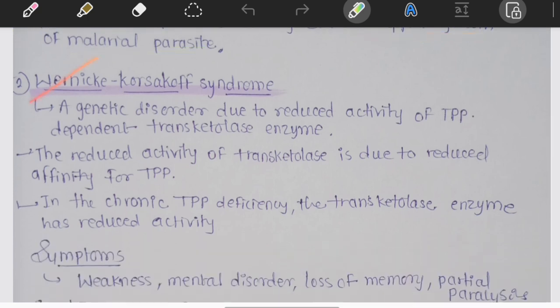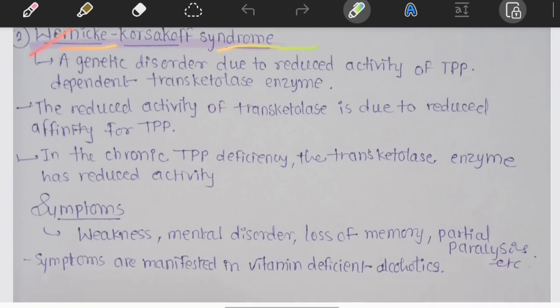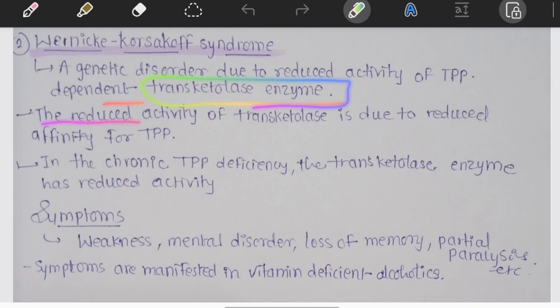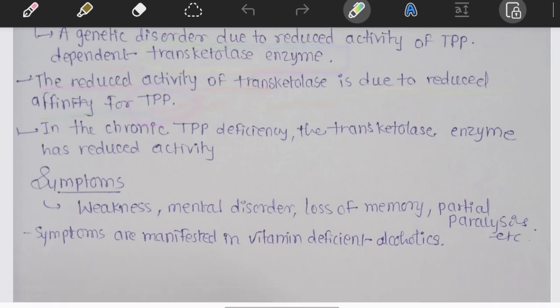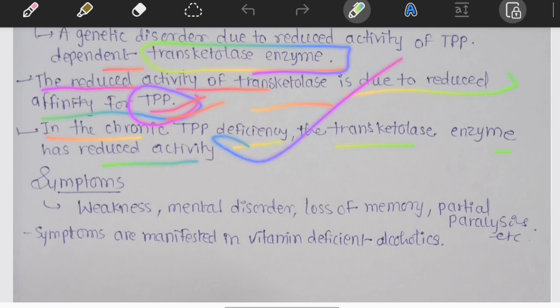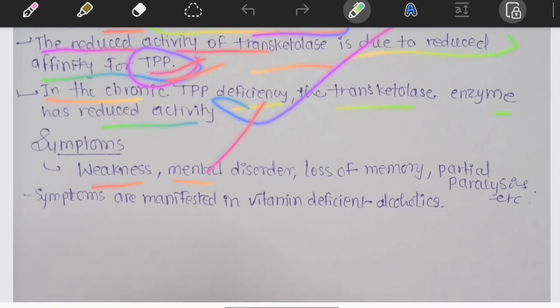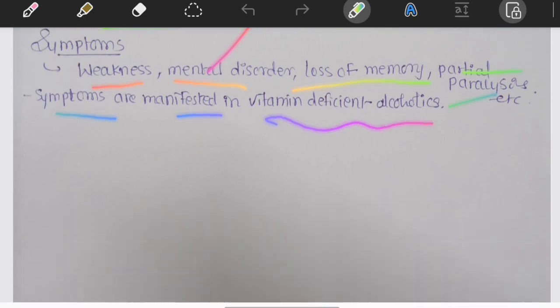The second disease is Wernicke-Korsakoff syndrome. It is a genetic disorder due to reduced activity of the TPP-dependent enzyme transketolase. The reduced activity of transketolase is due to reduced affinity for TPP, which is thiamine. In chronic TPP deficiency, the transketolase enzyme has reduced activity. The symptoms are weakness, mental disorders, loss of memory, and partial paralysis. Symptoms are manifested in vitamin-deficient alcoholics.